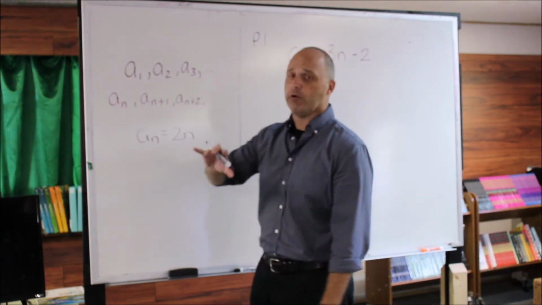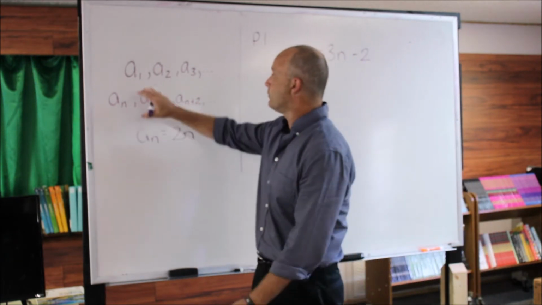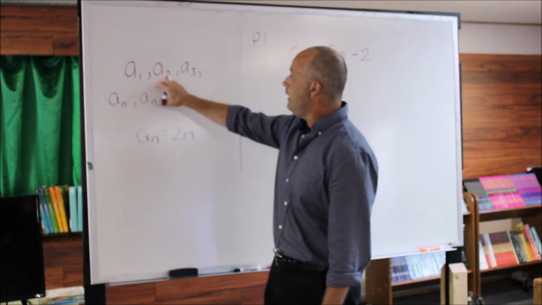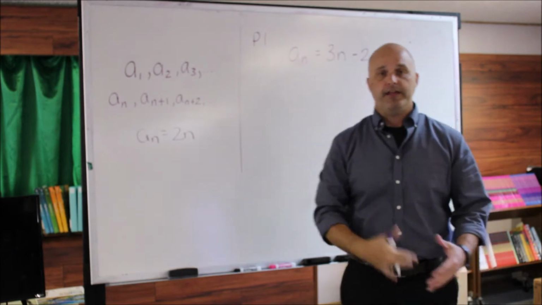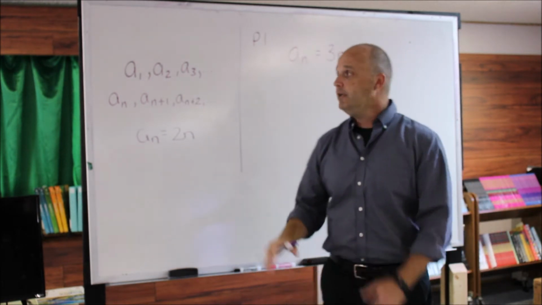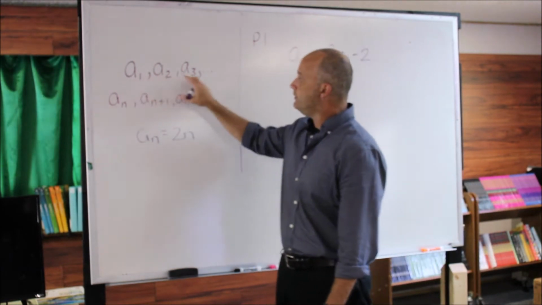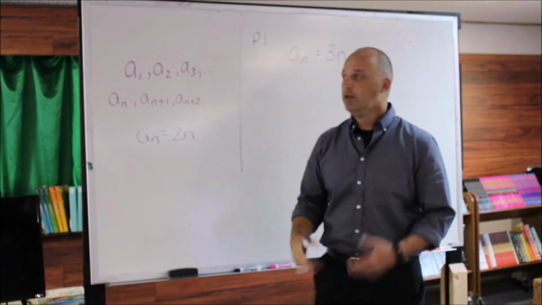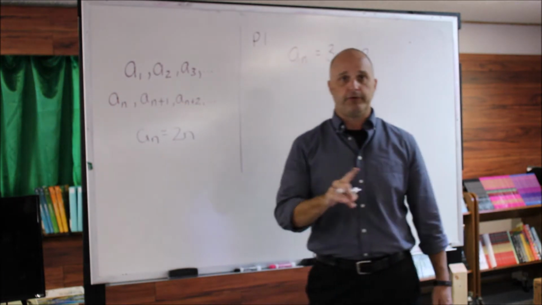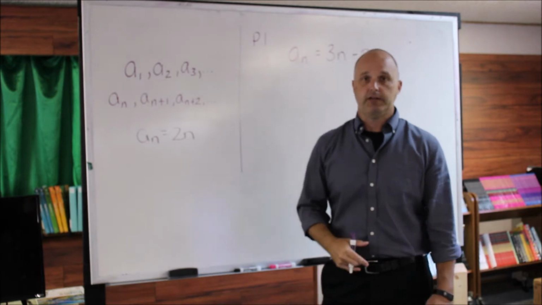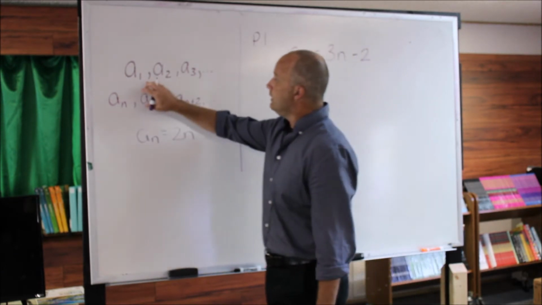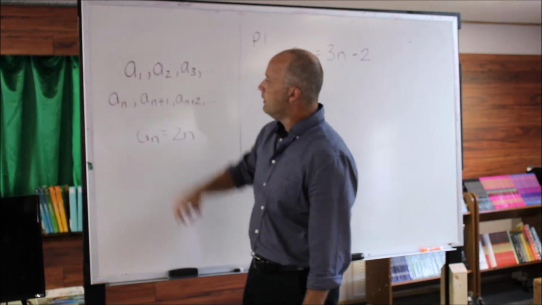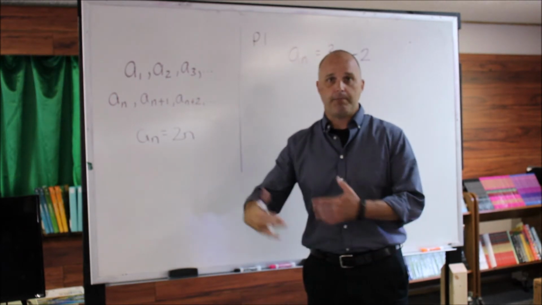The way that we are going to write a sequence in mathematics is we're going to say a sub 1, a sub 2, a sub 3, and then on and on and on. That's going to be our sequence. Each one of these parts of the sequence is what we call a term. So a sub 1 is the first term, a sub 2 is the second term, and a sub 3 is the third term.